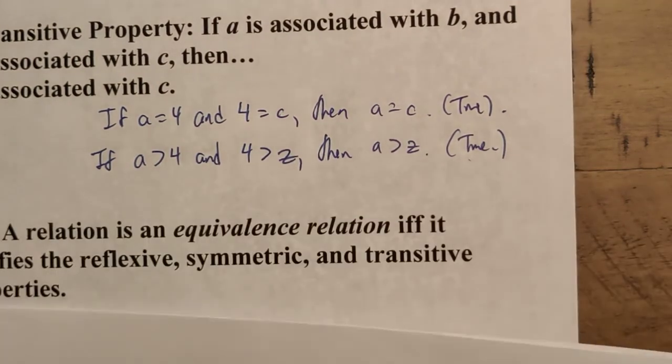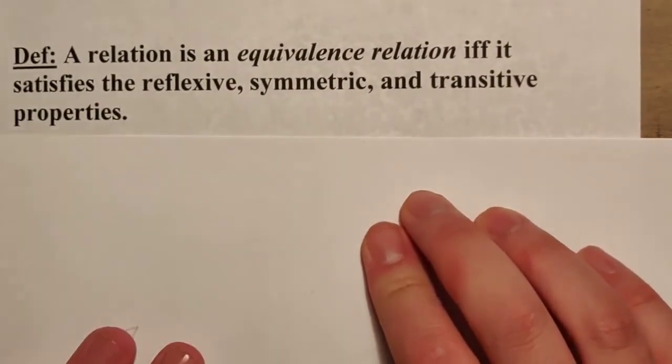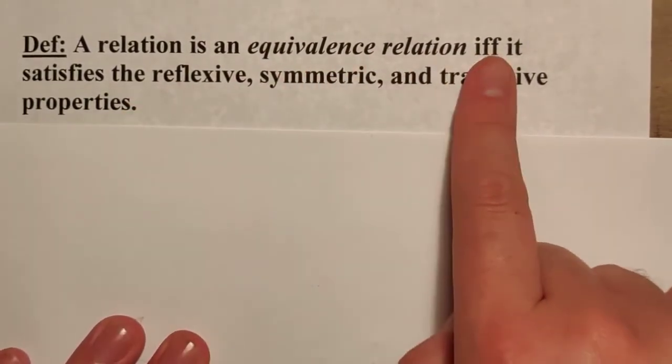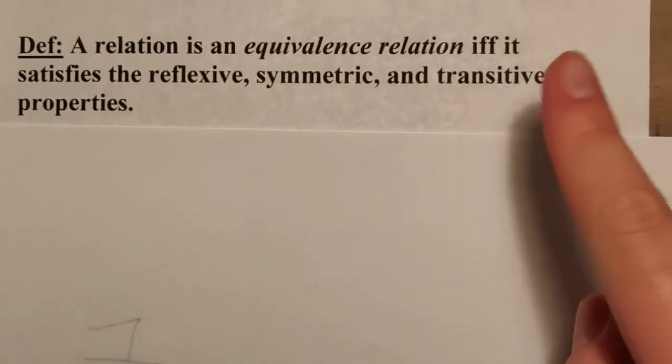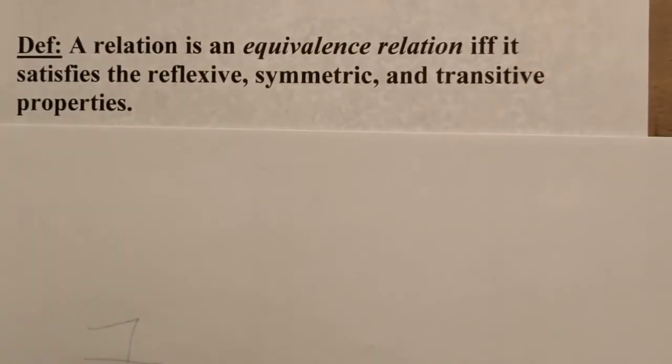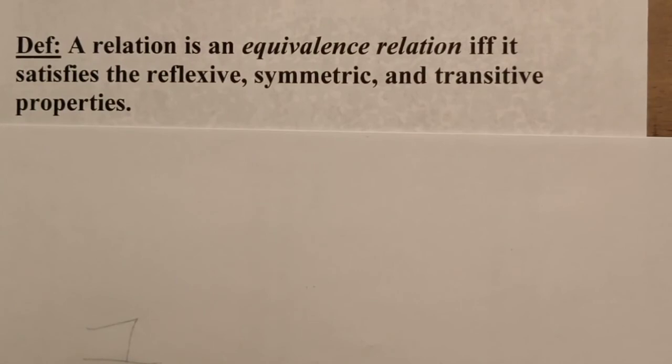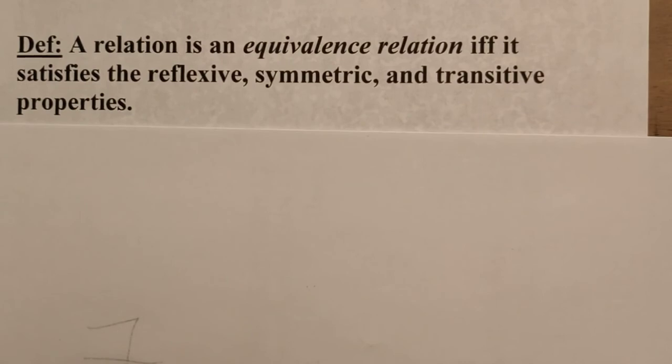So we refer to this as what is known as an equivalence relation here. We define this idea here. A relation is an equivalence relation if and only if it satisfies the reflexive, symmetric, and transitive properties here. All the properties need to be held in order for this to be called an equivalence relation. So you can see here, equality is an example of an equivalence relation.